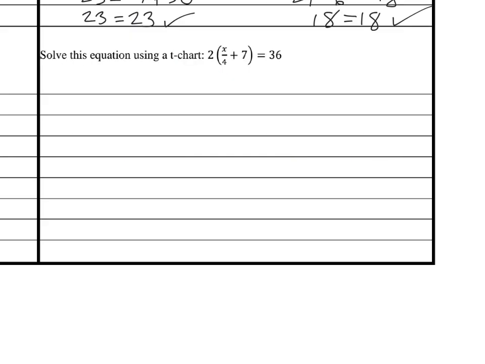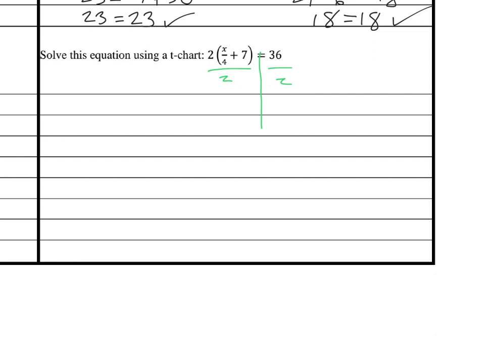Solve this equation using a t-chart. So 2 times x divided by 4 plus 7 equals 36. And instead of distributing this, I'm going to look at it as 2 times something. So to get rid of that multiplying by 2, I'm going to divide by 2 on both sides.